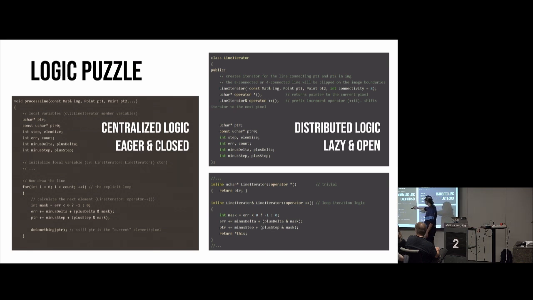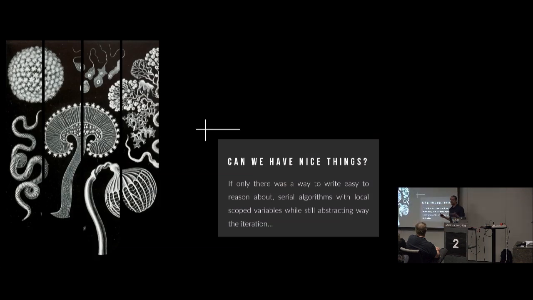So this process line is actually very similar to the drawLine method that we saw before, and this has the centralized logic, but again, the problem that we saw before, it's both eager and closed. And by working with iterator types, we have distributed logic, but it's lazy and open. So it seems like we have to make a trade-off between iterability and laziness and openness. And we're trying to figure out whether we can have the best of both worlds. Is there a way to write easy code that we can reason about, write our code in a serial manner that we can maintain and debug, while still abstracting away the iteration?